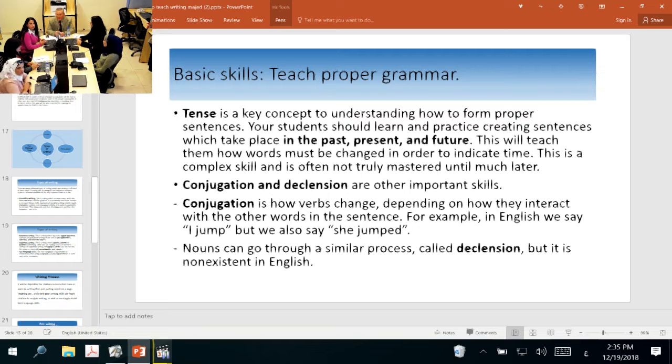Now here we are going to talk about tense. Tense: past, present, and future. It's a key concept of understanding how to form proper sentences. Your students should learn and practice creating sentences which take place in the past, present, and future. This will teach them how words must be changed in order to indicate time. This is a complex skill and is often not truly mastered until much later.